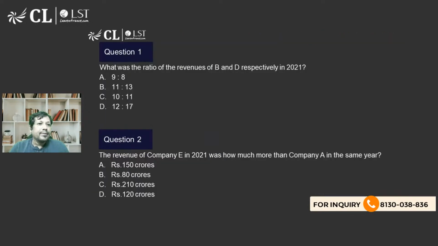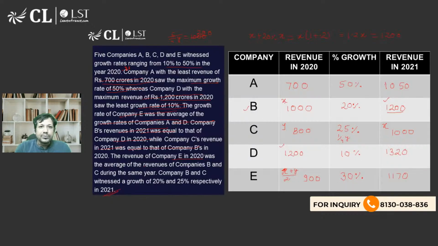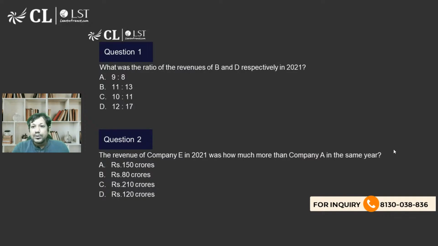Now let's see, what is the first question? What is the ratio of the revenue of B and D respectively in 2021? So B is 1200, D is 1320. So what is the ratio? Basically, B is 1200, D is 1320. So I can say 12 tens are 12 into 11. Sorry, 120 into 10, 120 into 11. So the answer of this question comes out to be option C.